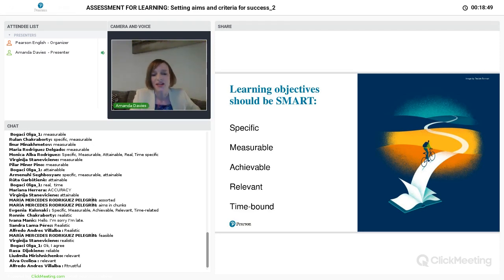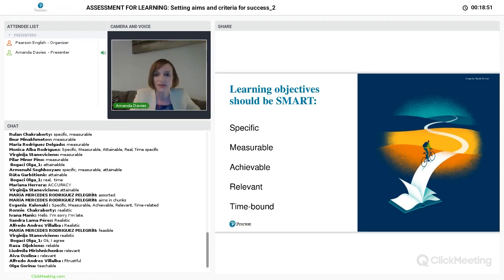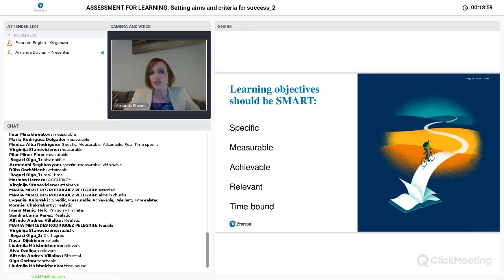Time limited or time bound. So again, I would say for language learning, then a learning objective for one lesson or a couple of lessons is best. If it's too long into the future, then students, it's too vague. It's much better to have goals that are small and manageable than one massive goal for the whole semester.